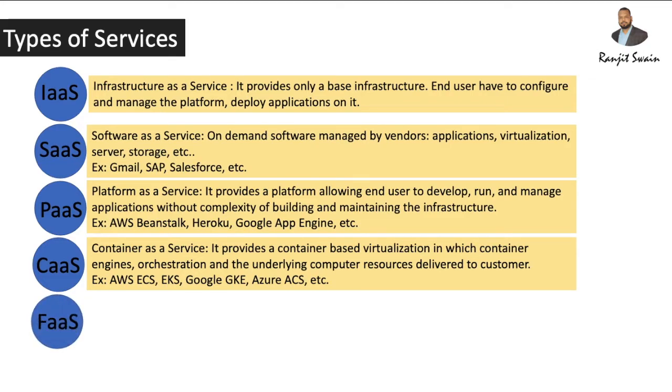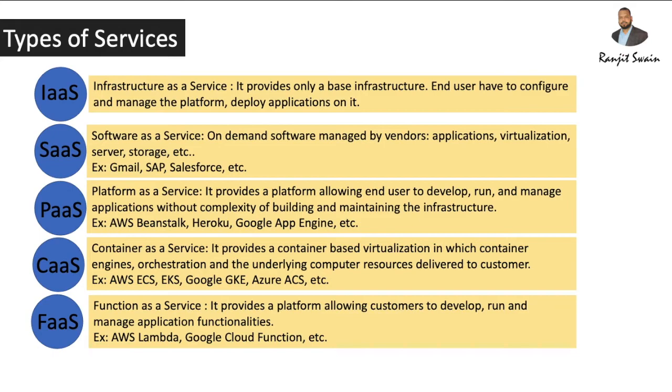Next, FaaS. FaaS stands for Function as a Service. It provides a platform allowing customers to develop, run, and manage application functionalities. That is AWS Lambda, Google Cloud Functions, etc. In the current IT market, many cloud service providers have started providing function-based services, where you use the functions to call your APIs, and there are many servers and applications running in this function as a service.